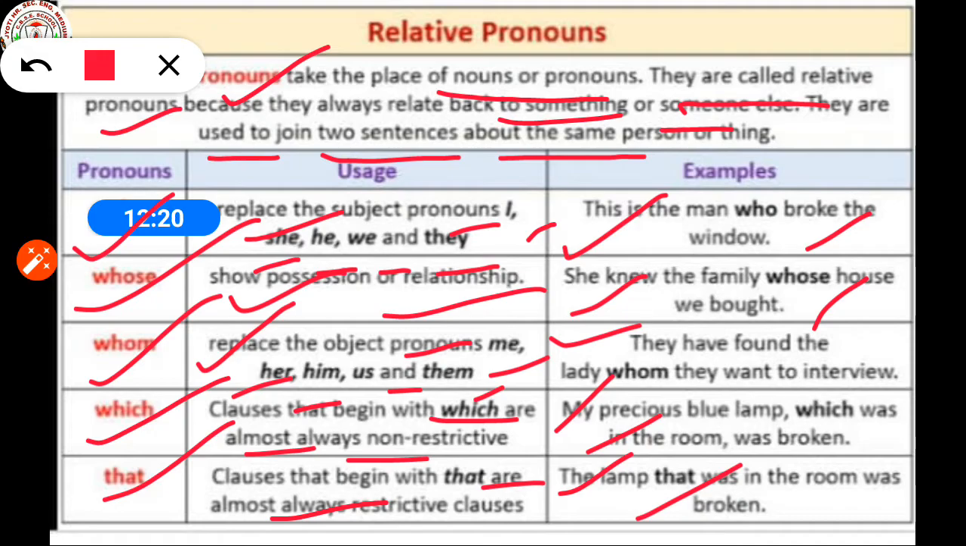So they are called relative pronouns because they always relate back to something or someone else, and they are always used to join two sentences about the same person or thing.